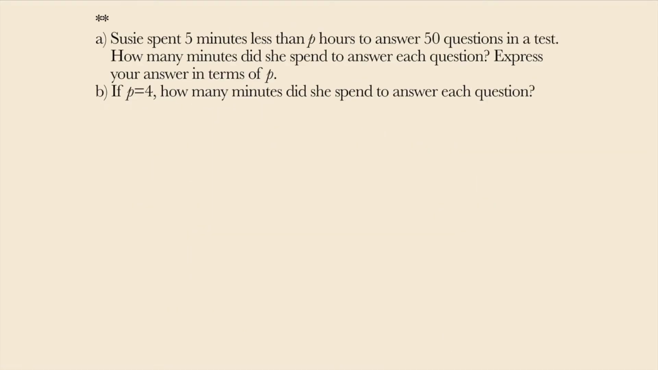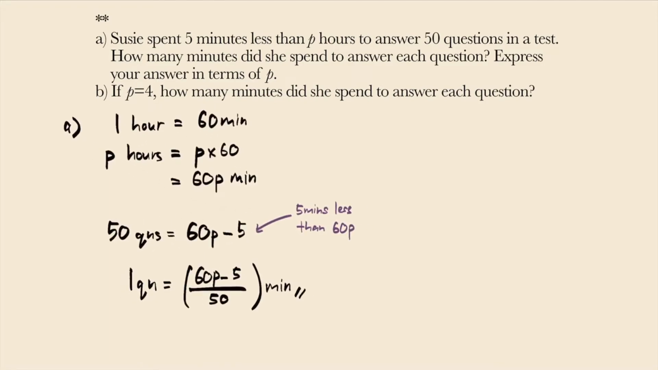Susie spends 5 minutes less than P hours. Whoa, that looks like the question that we did earlier. Again, trouble. We are given minutes and we are given hours. How many minutes did she spend per question? So we need to convert hours to minutes. Right, 1 hour is 60. P hours would be P times 60. That's 60P minutes. So 50 questions is going to be 5 minutes less than P hours. So that's whatever this is, minus 5.